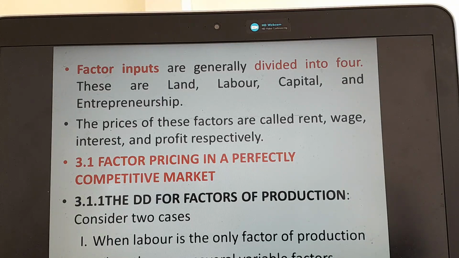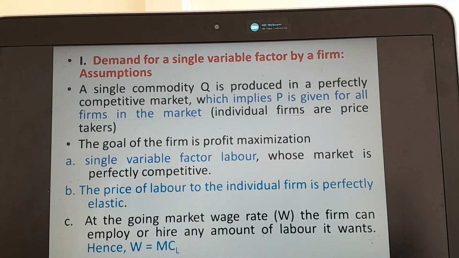Factor pricing in a perfectly competitive market. Perfectly competitive market akkamittiin factorin pricing isaa akkamitti kan determine ta'u karaa lama laalla. Inni kun when there is only one factor of production. The other is when there are several factors or variable factors. Yoo factors of production keessatti tokko duwwaa fayyadamnaa fi yookiin immoo baay'ee yoo fayyadamna ta'e bifa kanaatiin let's come to the first one. Demand for a single variable factor by a firm.